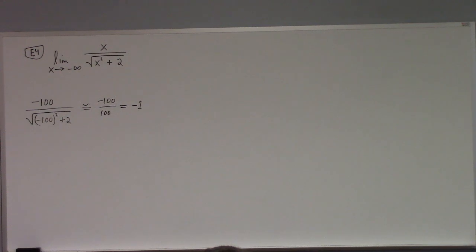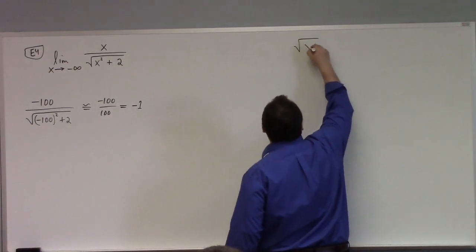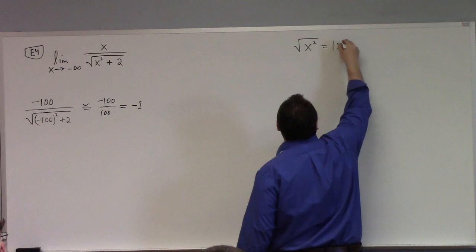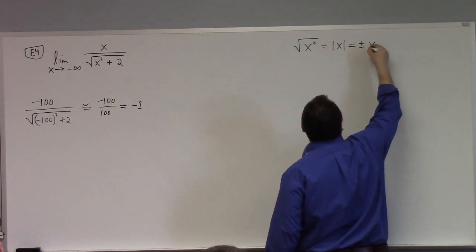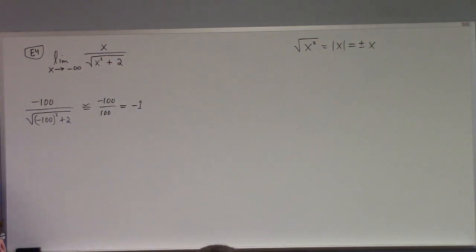I didn't have to work hard because this is already a misconception that is popular. The square root of x squared is x is not true. I repeat, the square root of x squared is not equal to x. The square root of x squared is equal to the absolute value of x, which is equal to plus or minus x, depending on the context. And the context here is that x is negative, right? X is negative because we're taking the limit as x goes to minus infinity, so that's the problem.